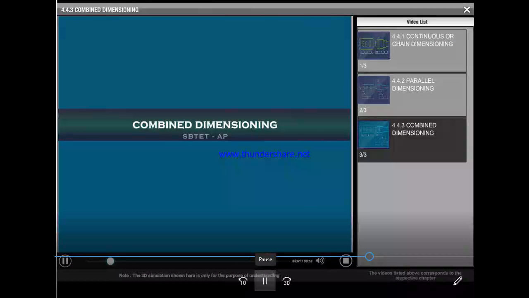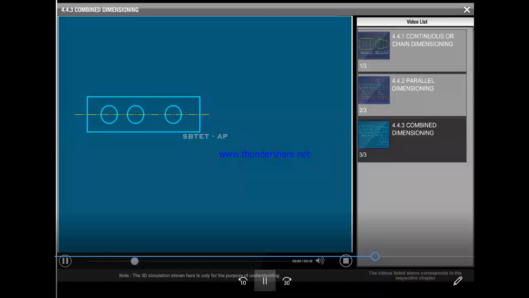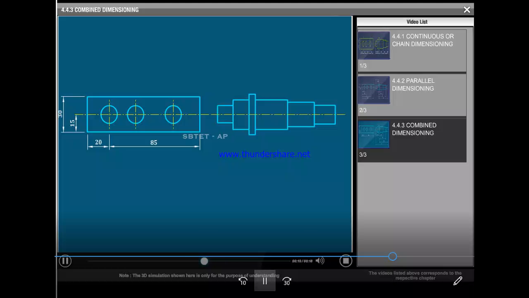Combined dimensioning. Both the methods, chain dimensioning as well as parallel dimensioning, are used to conveniently represent the dimensions.